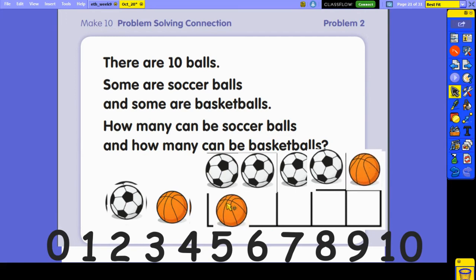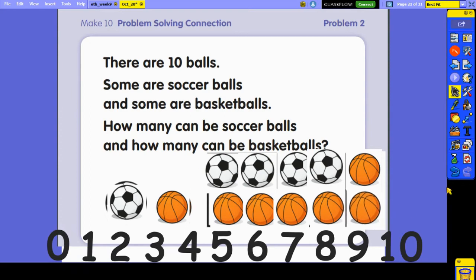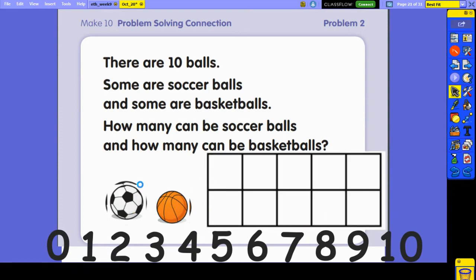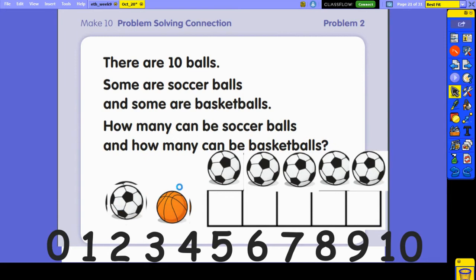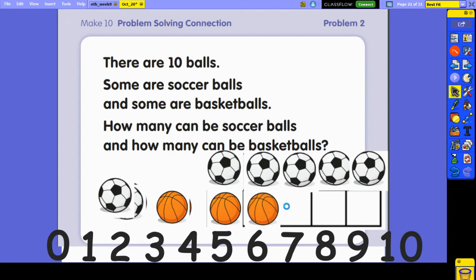1, 2, 3, 4, 5, 6. And I bet you could think of more ways too. If you wanted to do the double, you could fill up the top row with soccer balls and then have the rest basketballs. So that would be basketballs. So that one would be 5 and 5 make 10. And there's lots of other ways I know that you could probably tell me to make 10. You guys are doing a great job on that. Okay, great job with your math today, guys.